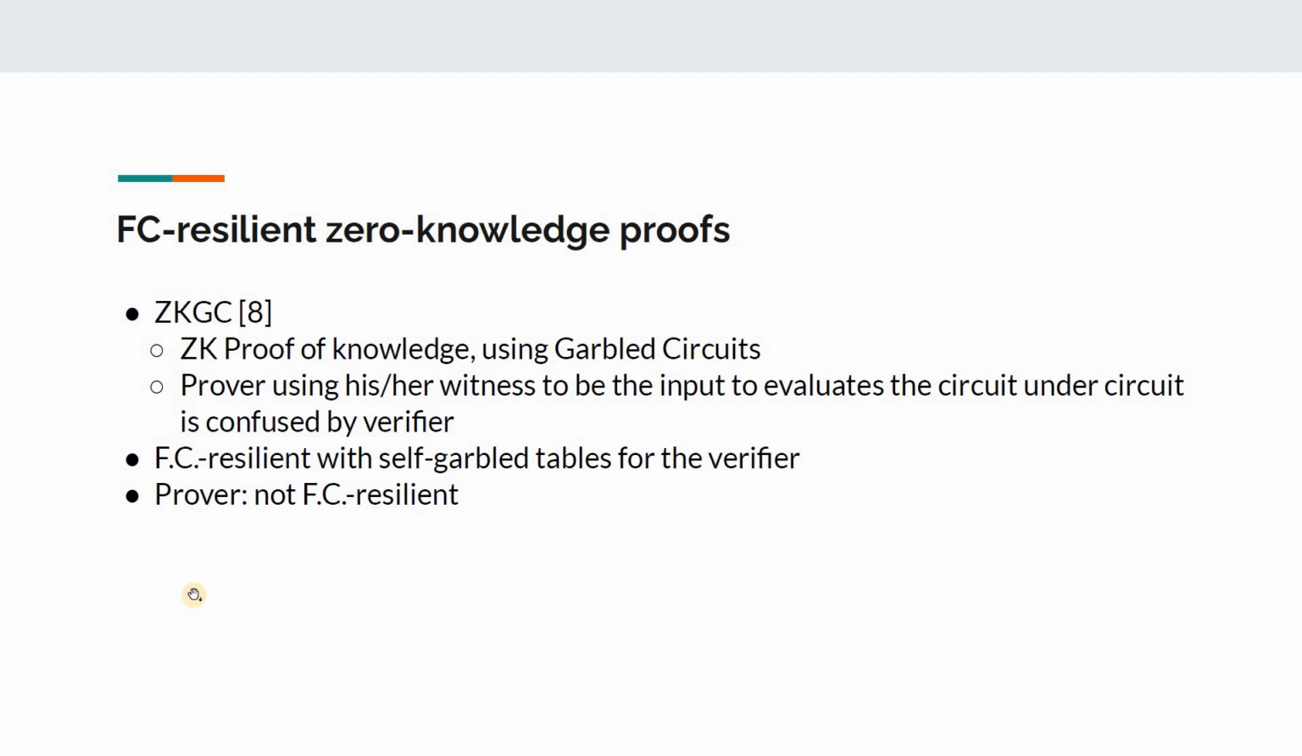After we talk about the implementation of two-party computation FC resilience, we try to extend this to other cryptographic systems, now in zero knowledge proof. We introduce an idea called GKGC, which is based on the Yao's garbled circuit technique, a zero knowledge proof of knowledge using garbled circuits. The prover uses his or her witness as the input to evaluate the circuit, and the circuit is garbled by the verifier. It is FC resilient with a self-garbled table for the verifier. But for the prover, it is not, because from the cryptographic point of view, interactive zero knowledge proofs are generally not transferable. But under this, the government still can learn something based on the testimony from others in the protocol.